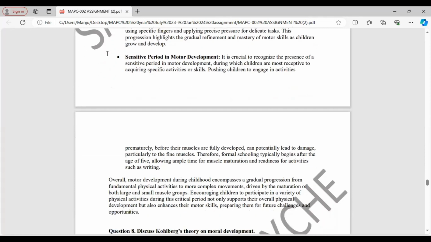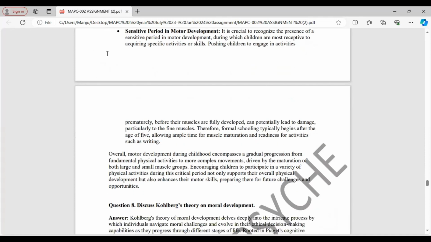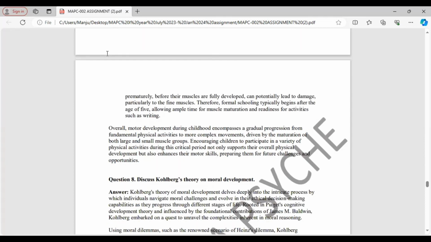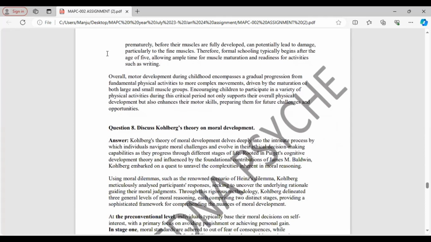It is very important to identify this period during which the children are more receptive to acquiring specific activities or skills. Pushing them to engage in activities prematurely before their muscles are fully developed can potentially lead to damage, especially to the fine muscles. And then we'll conclude the answer and move on to the next question.